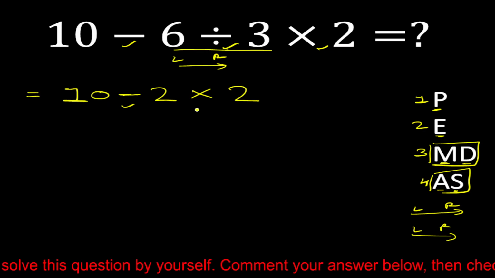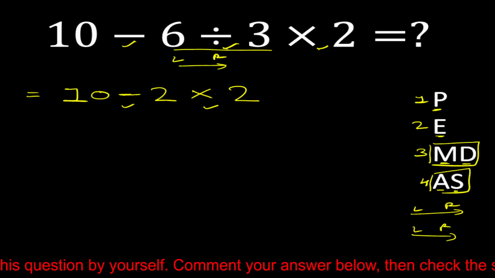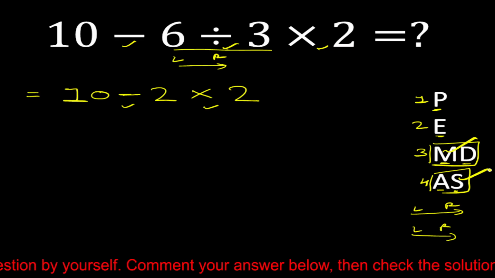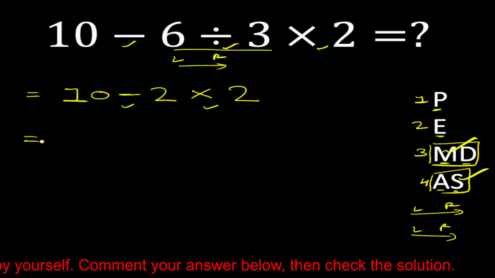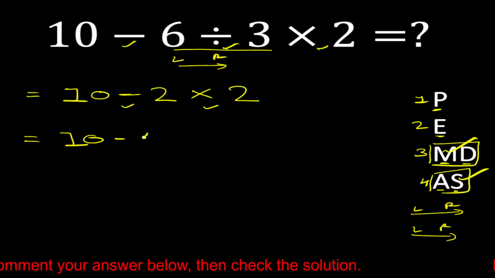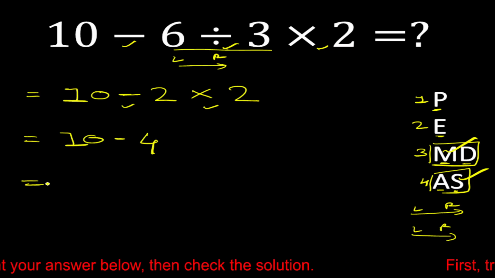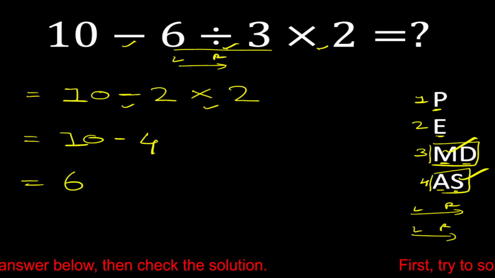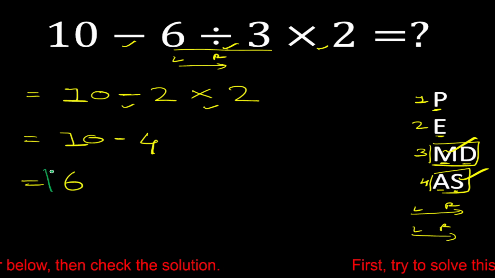Now here is one subtraction and one multiplication. So first we have to solve multiplication. To solve subtraction, it is equal to 10 minus, now 2 multiply 2 is equal to 4. So 10 minus 4 is equal to 6. So the correct answer is 6.